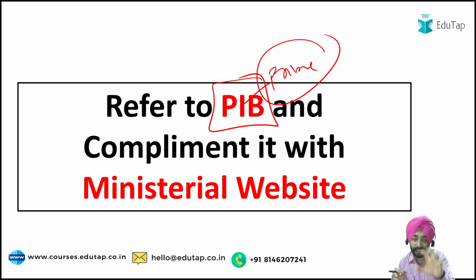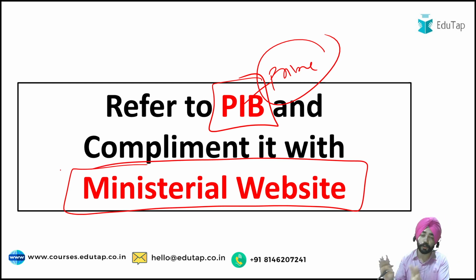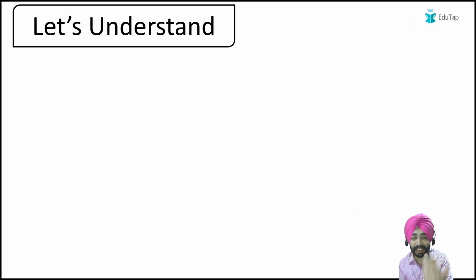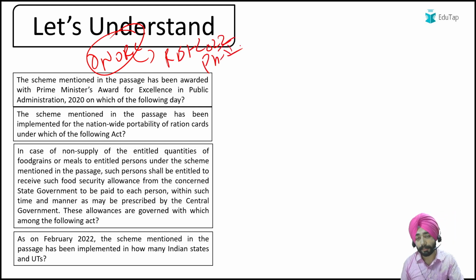So what you can do is refer to PIB and complement it with the ministerial websites. No UPSC, no banking magazines. Read PIB, because PIB is the soul here for schemes, and complement it with the ministerial websites. Let's understand this, guys. There was a question on One Nation One Ration Card that was asked in the RBI 2022 Phase 2 examination. So you can see how complementation of PIB with the ministerial website is important. Let's discuss here.